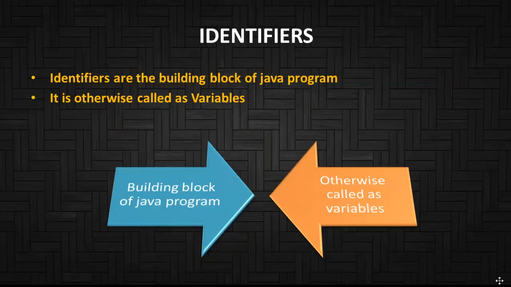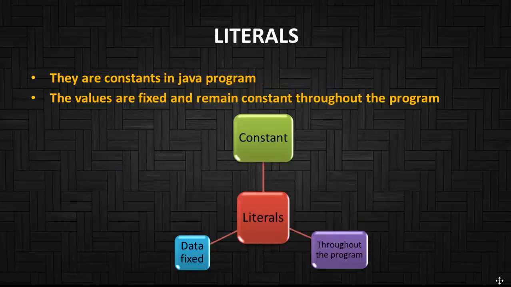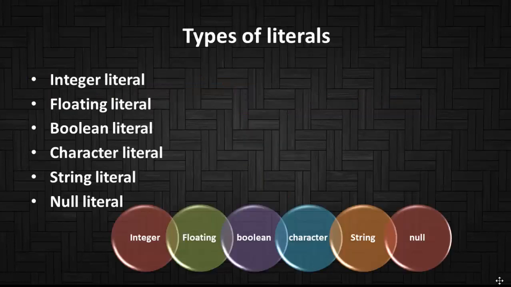Identifiers are the building block of Java program. It is otherwise called as variables. Literals. They are constants in Java program. The values are fixed and remain constant throughout the program. Types of literals: integer literal, floating literal, Boolean literal, character literal, string literal, null literal.